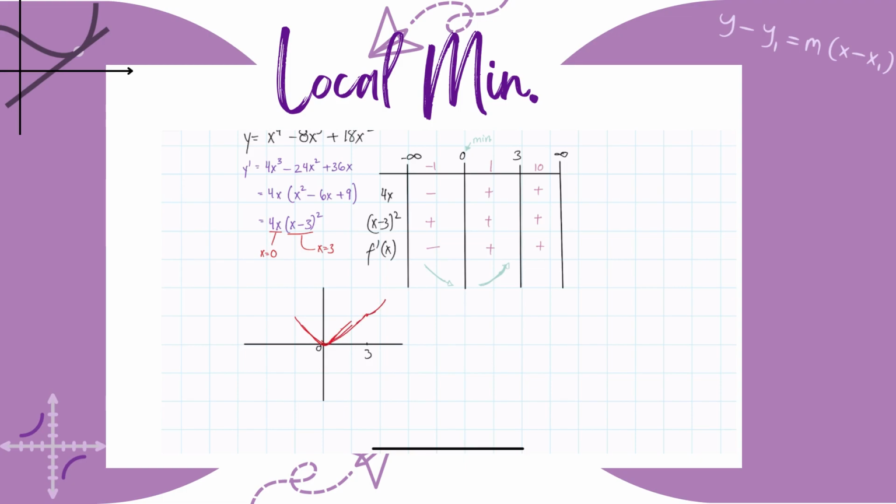Okay, so it'd go like this, and when it hits 3, let's say at this point, it's going to make a POI. This way, this way. So our graph would look something like this. So notice this point is a POI and not a max or a min.